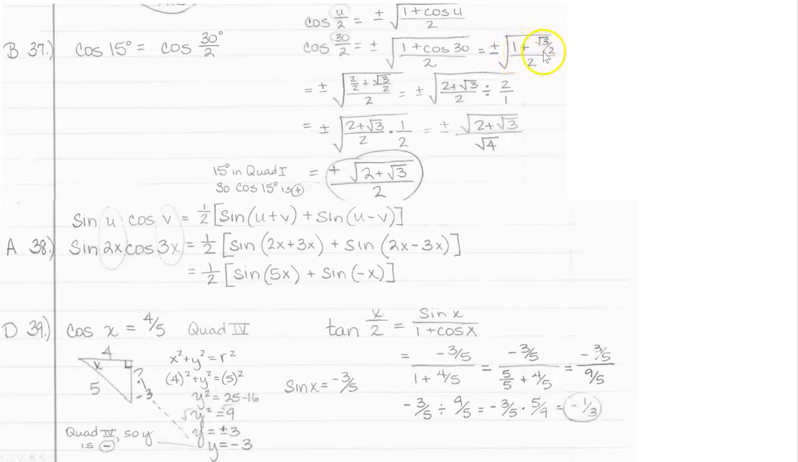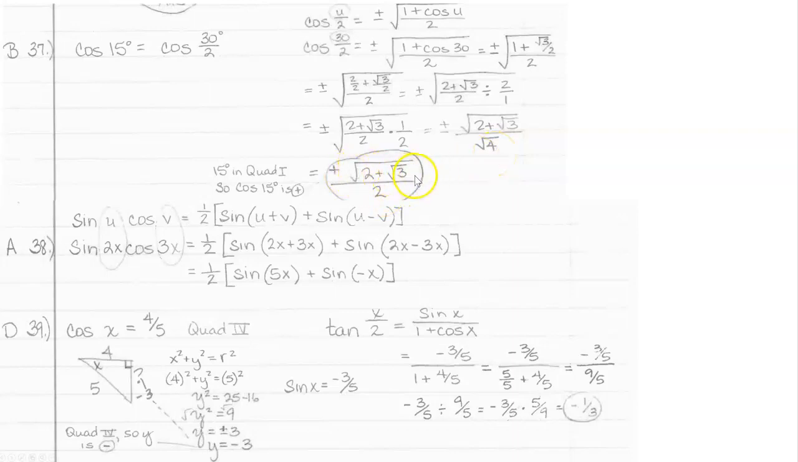To combine these, I need a common denominator. So I'm going to rewrite 1 as 2/2. So now I have a common denominator. So that'd be 2 plus the square root of 3 all over 2. 2 plus the square root of 3 all over 2 divided by that 2 right there. When you have fractions, remember that you're going to keep, change, flip. And so I end up with 2 plus the square root of 3 in the top and 2 times 2, square root of 4, in the bottom. Square root of 4 is just 2.